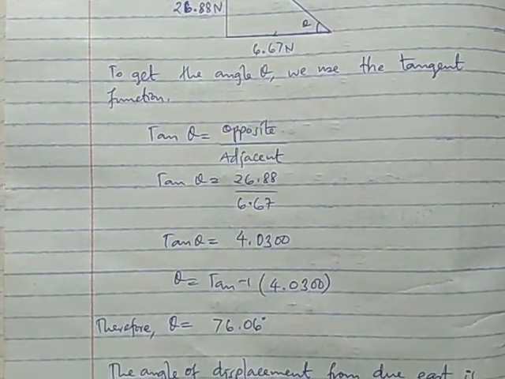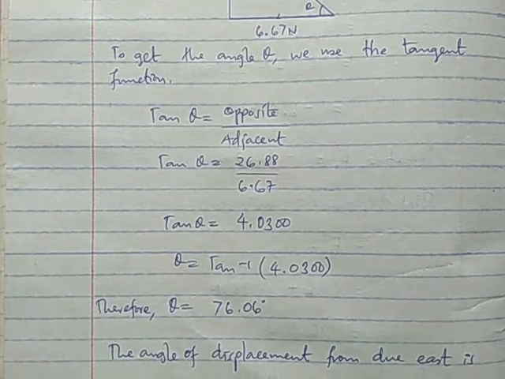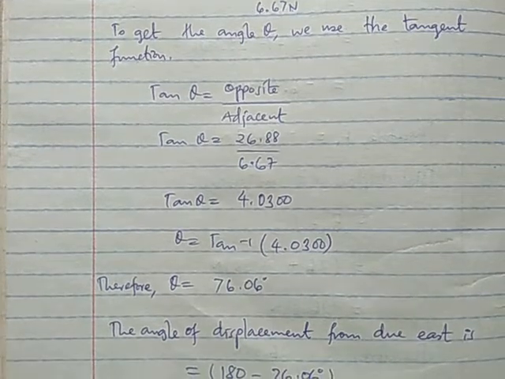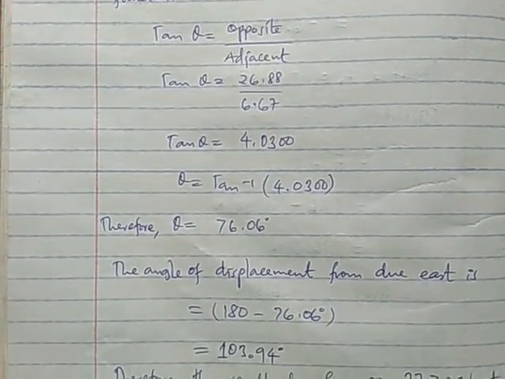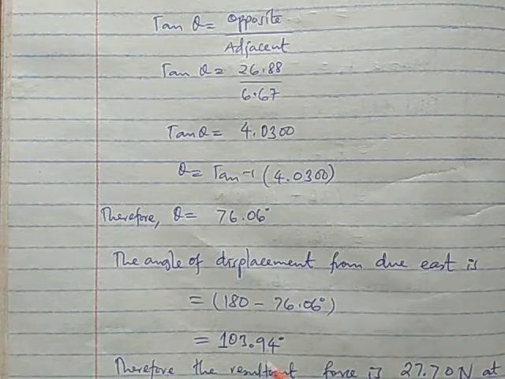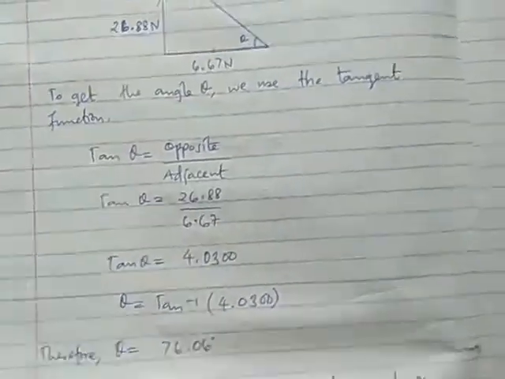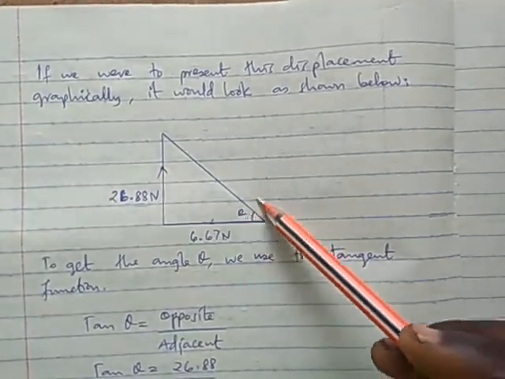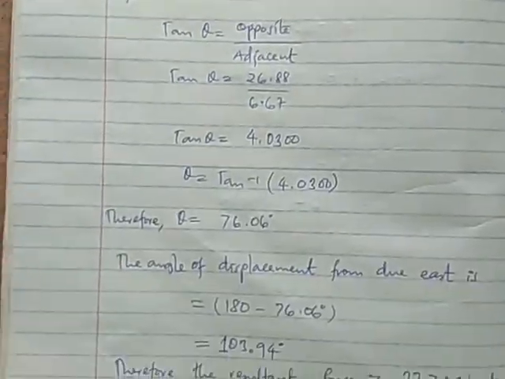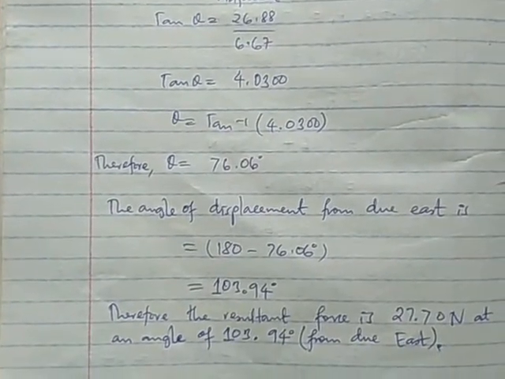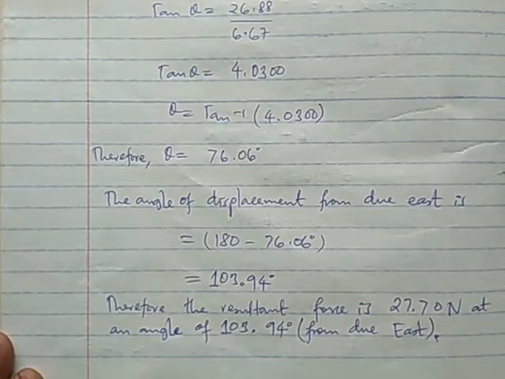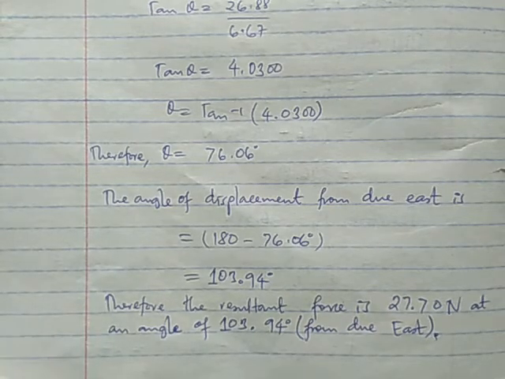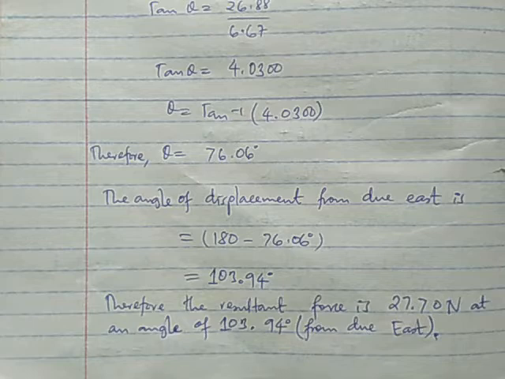Kwa tutachukua hapo tan tutapata ni 4.03, ambayo tukitafuta angle theta itakuwa sawa tan inverse sawa sana 76.06. So the angle of displacement from due east itakuwa ni 180 kutoa hiyo 76. Remember our angle in this case ilikuwa ni hapa. So in order to get angle from due east, tutachukua 180 yote minus angle ile pale. Tutapata the final angle which is 103.94. So therefore the resultant force is 27.70 at an angle of 103.94.